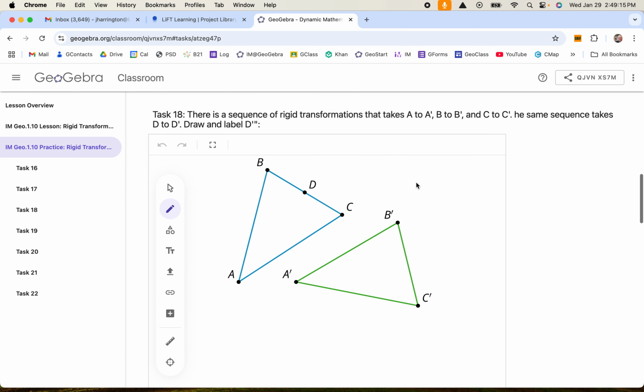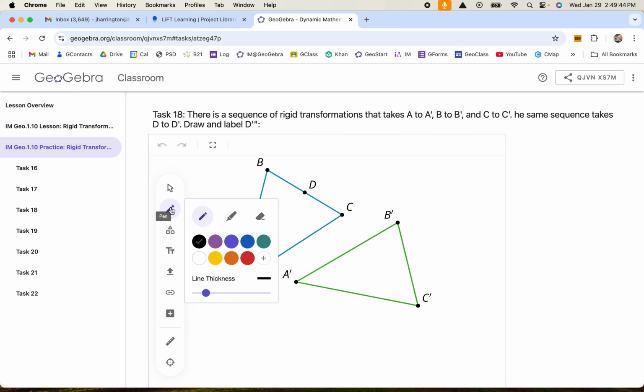All right, task 18. There's a sequence of rigid transformations that takes A to A prime, B to B prime, C to C prime. A ends up at A prime, B ends up at B prime, and C ends up at C prime. The question is, where does D prime land? So here's where D starts. Where does D prime end up on this part of the diagram? It's got to end up somewhere on this green triangle. All you have to do is use the pencil here and make a dot where you think approximately D would be. All right, pause the video.